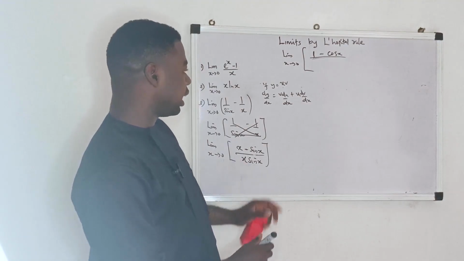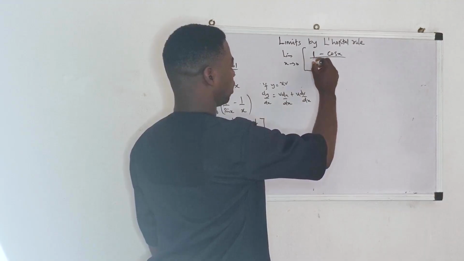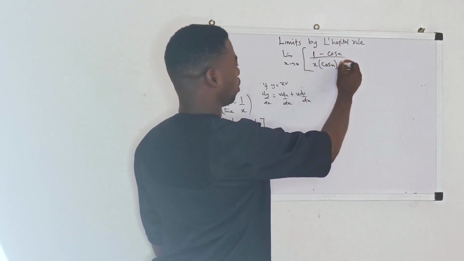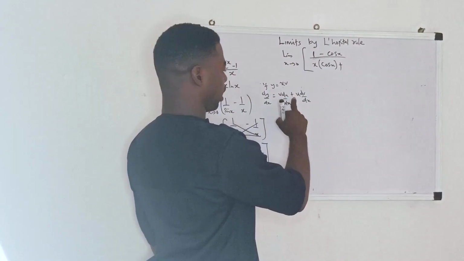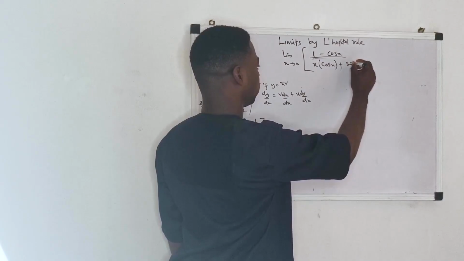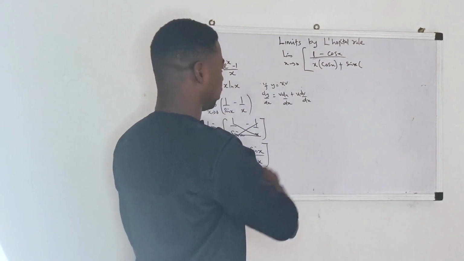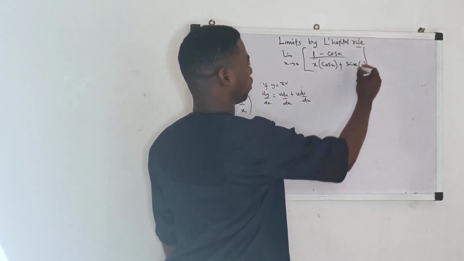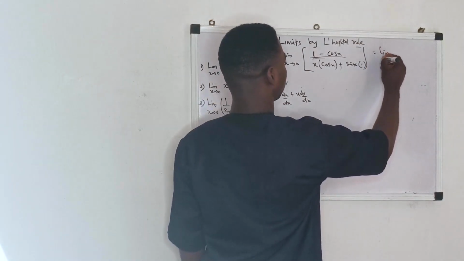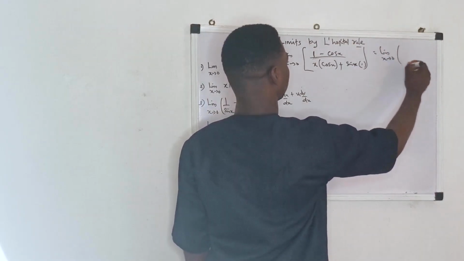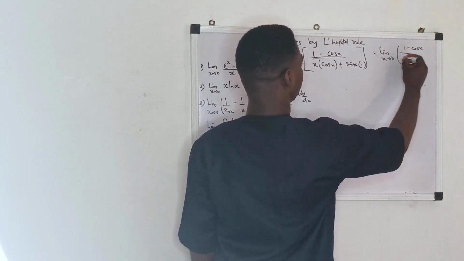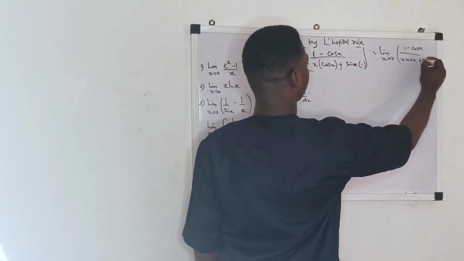So differentiation of x sine x is going to give me x into differentiation of sine x, which is cos x, plus, from my rule, plus sine x into differentiation of x, which is 1. By simplifying, this is the limit as x approaches 0 of 1 minus cos x divided by x cos x plus sine x.